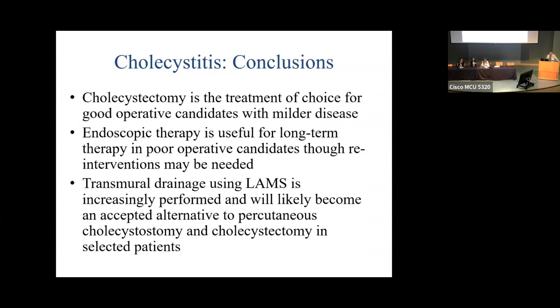So in conclusion, cholecystectomy remains the treatment of choice for good operative candidates with milder gallbladder disease or milder cholecystitis. Endoscopic therapy is useful for long-term therapy in poor operative candidates, though certainly reinterventions may be needed and often are needed when transpapillary stenting is used. Transmural drainage, I believe, using luminal opposing metal stents is increasingly performed. I believe it will likely become an accepted alternative to percutaneous cholecystostomy and cholecystectomy in selected patients.